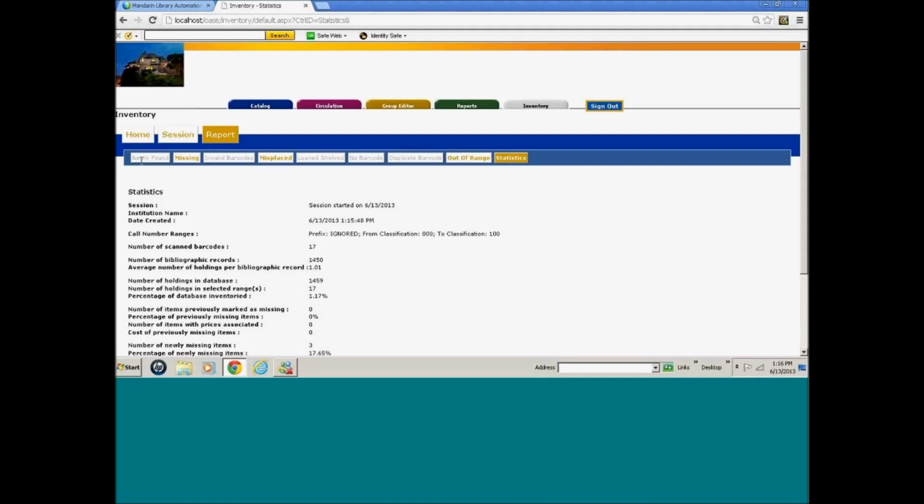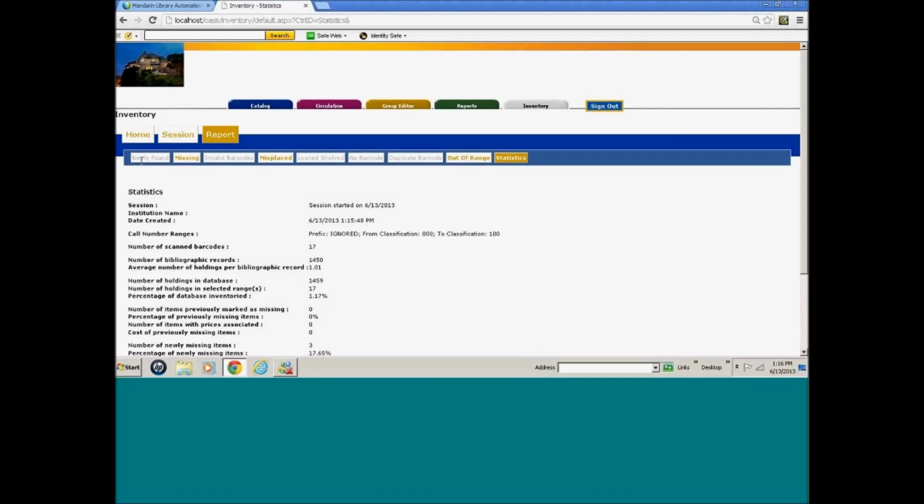If newly found were to be highlighted, that would mean that the book was marked missing at some point during the year, and then when you did your inventory, the book was found. So you must have scanned it and the book was found. So now what happens is that book should just be changed. The status should be changed from missing to normal. Your next section is missing, and this gives me all of the books that are missing.